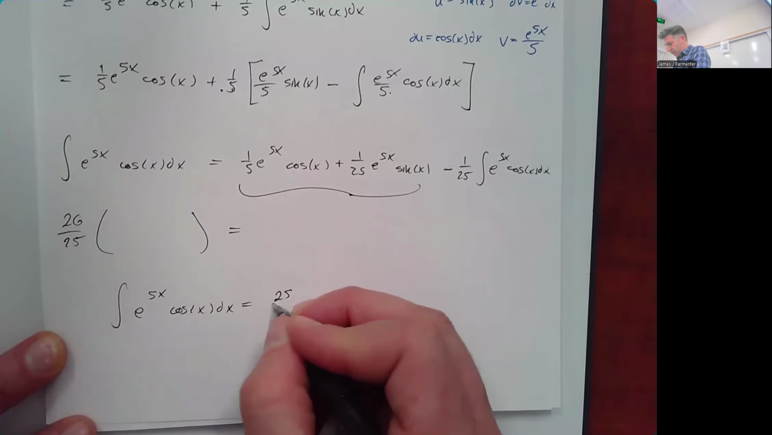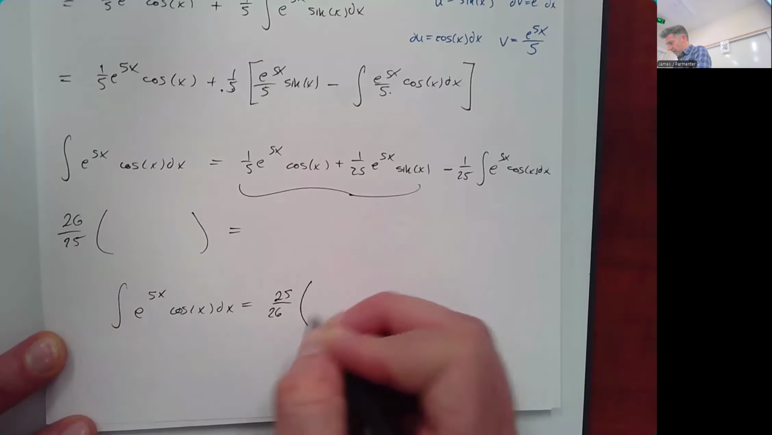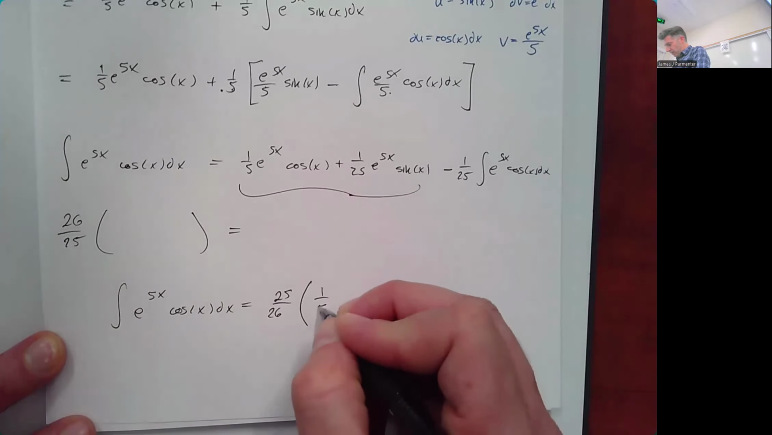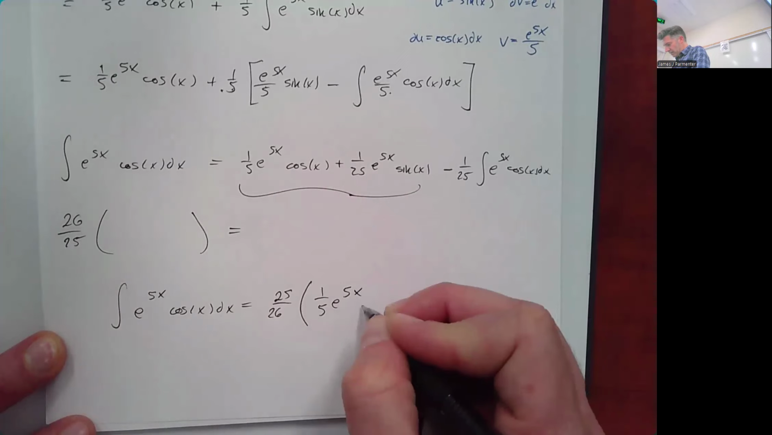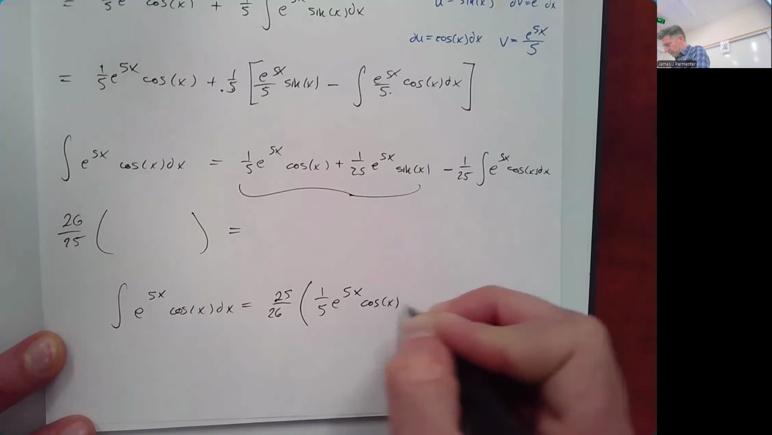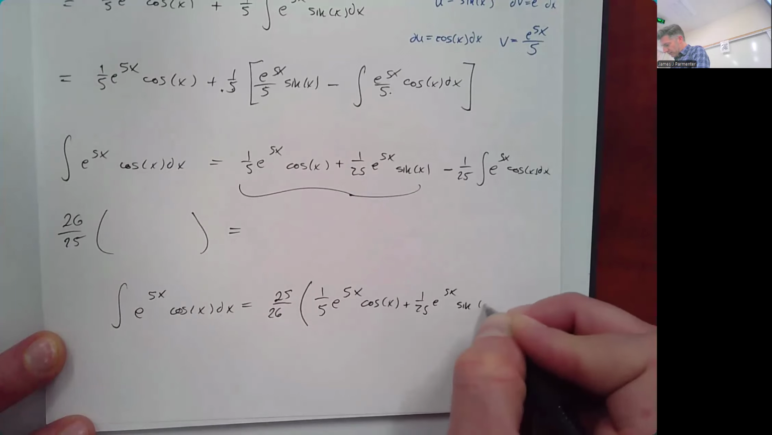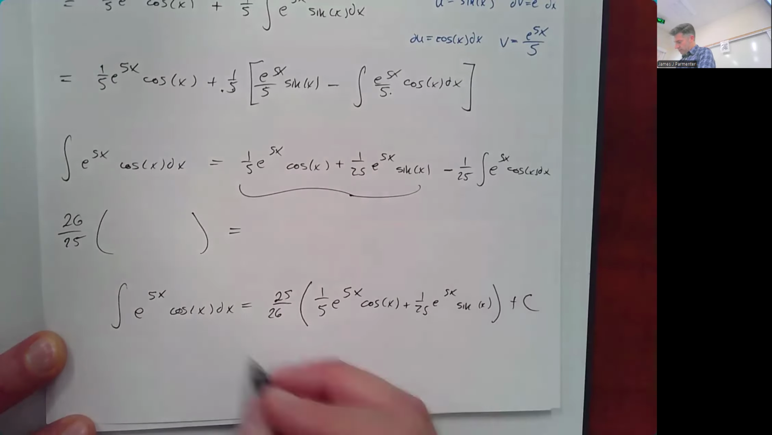So 25/26 multiplied by the thing under the braces there, which is 1/5 e to the 5x cosine x plus 1/25 e to the 5x sine of x plus c.